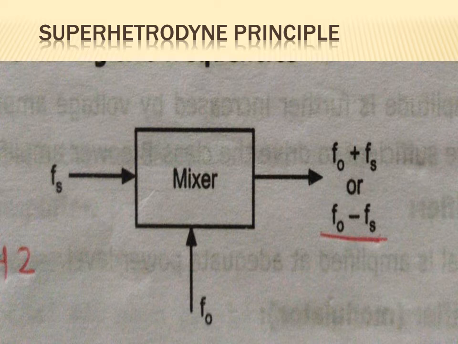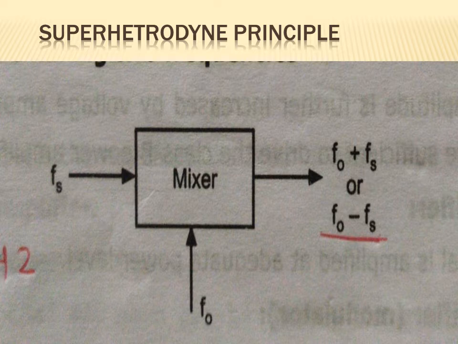What is demodulation? In demodulation, the carrier signal is removed and the modulating signal is obtained. Amplify that modulating signal and it is applied to the loudspeaker.